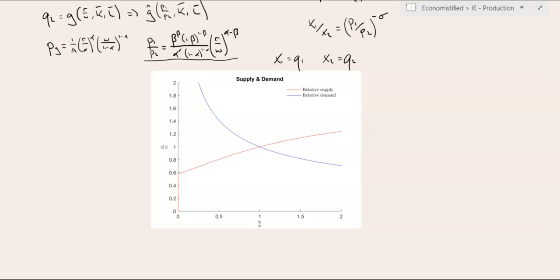So you can see the relative demand curve in blue here, which I've taken from the previous video, and the relative supply curve, so Q1 over Q2, is the curve in red. And we can find our equilibrium, of course, with the intersection of the two curves, which is at 1, 1.